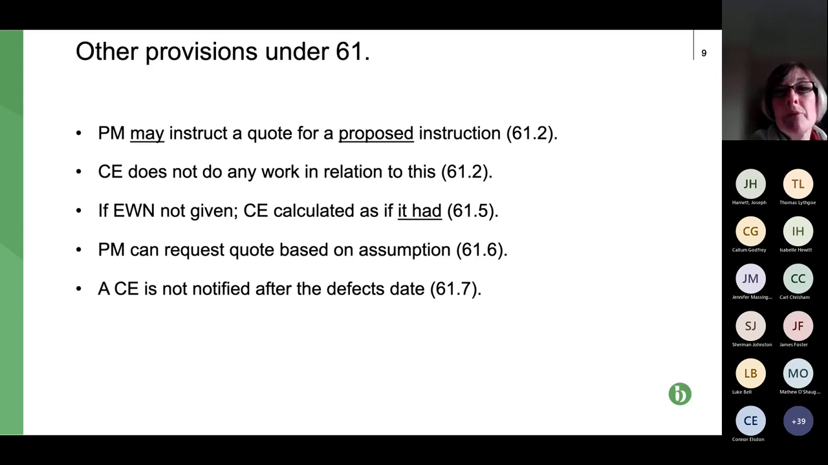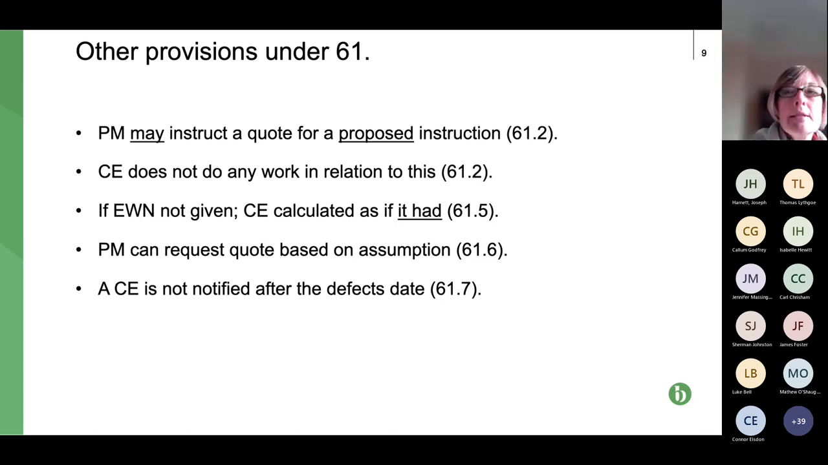It cannot just say, well, I'm not doing this work until we've agreed the sum, unless the instruction is for a quote for a proposed instruction. That's the exception. That work doesn't get done until the PM instructs it to be done. A proposed instruction isn't an instruction to do work. So this might be in circumstances where the employer or client might be thinking of asking for some additional work, but they want to gauge what the cost will be before they actually instruct it. So as a contractor or subcontractor, if you're in any doubt whether it is a proposed instruction or an instruction, just go back to the PM and ask for clarification.